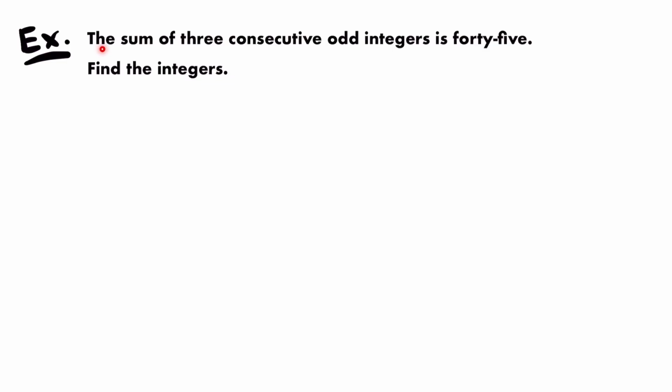For this example, we have: the sum of 3 consecutive odd integers is 45. Find the integers. Okay, so this is exactly what I was just talking about. We're given a sentence that refers to consecutive odd integers, and we don't know what those numbers are. In fact, our goal is to find them. And so you want to be able to know how to represent those consecutive odd integers using a variable. All right, so let's try to do that here.